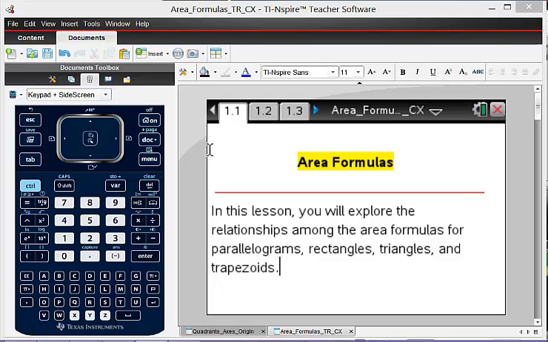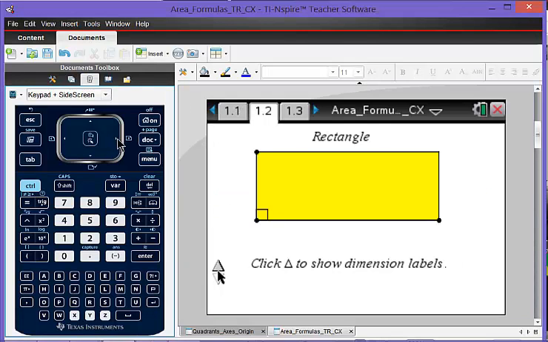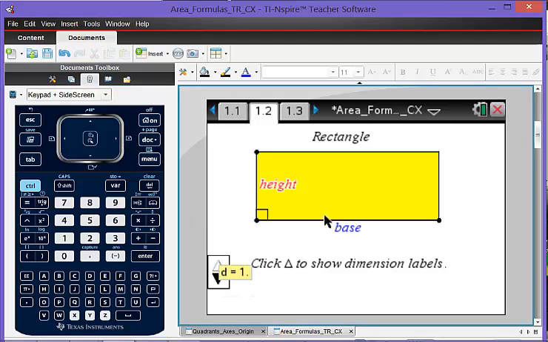Area formulas. In this lesson, we'll explore the relationships among the area formulas for parallelograms, rectangles, triangles, and trapezoids. We're going to do this quickly, but at least you'll get the idea of how this works. Go on to page 1.2. Click the up triangle to show the dimension labels, base and height as opposed to length and width.